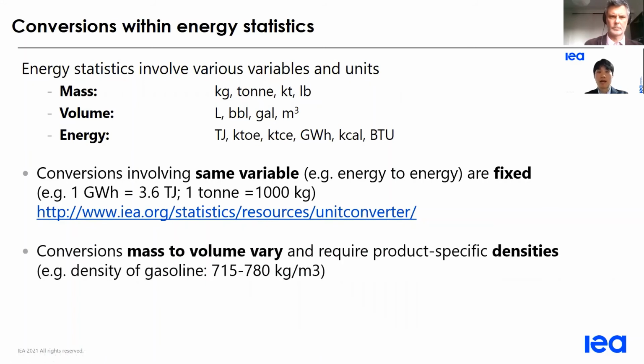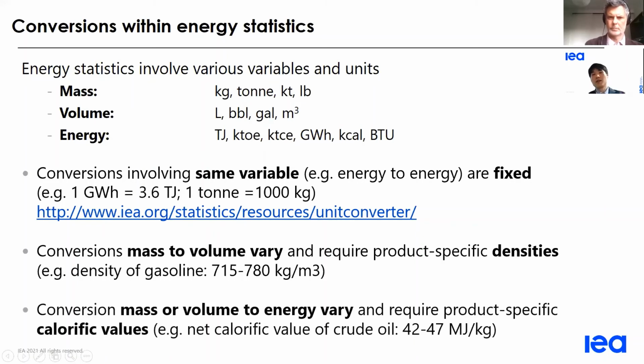And there is another conversion from mass to volume, and this is the densities. It varies across the fuels. It varies across the countries. So the range or the accuracy of the data is also a key factor contributing to the quality of the data. And lastly, we hear a lot of a term here, which is conversion factors. When we try to convert from mass or volume to energies, we use the calorific values. Here, the example of crude oil is shown. The net calorific value of crude oil ranges from 42 to 47 megajoules per kilogram. So the range and the accuracy of this net calorific value, which we call NCV, is very important to determine the quality of energy statistics.